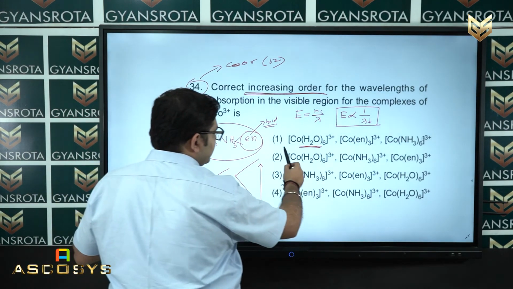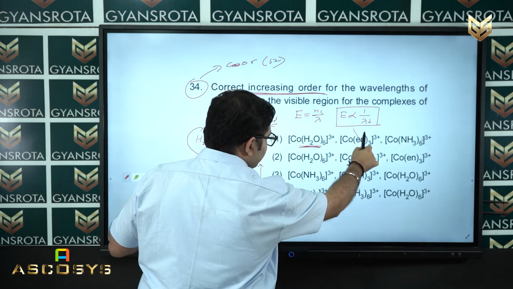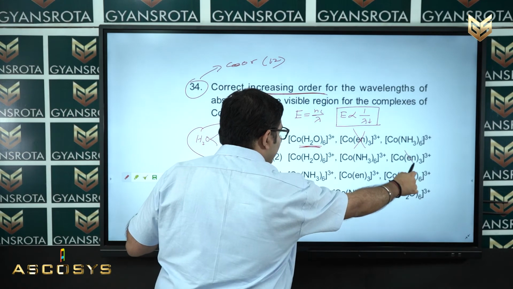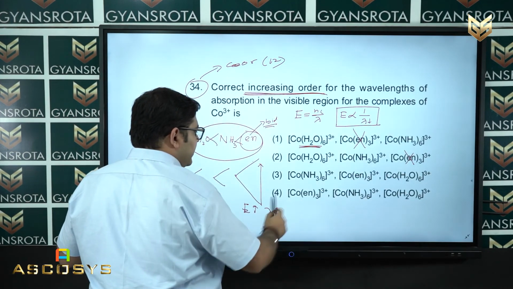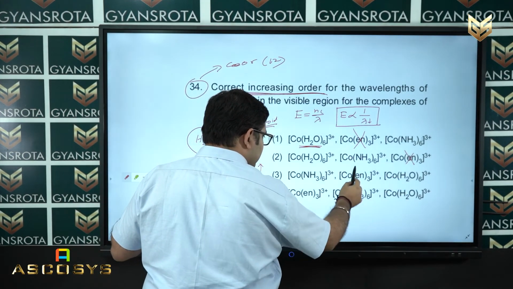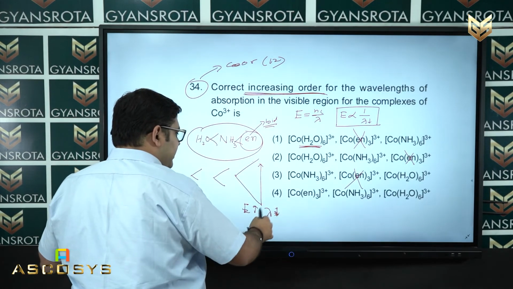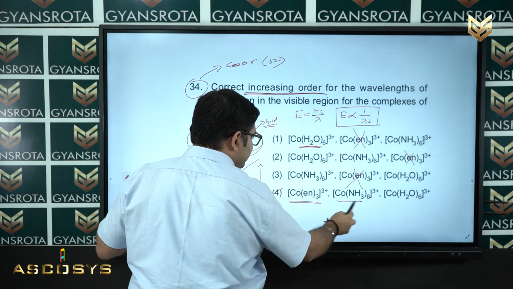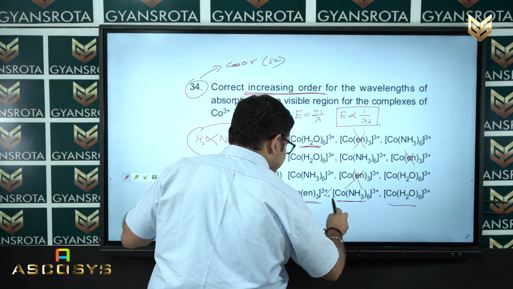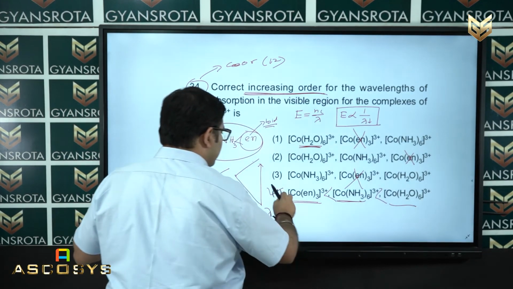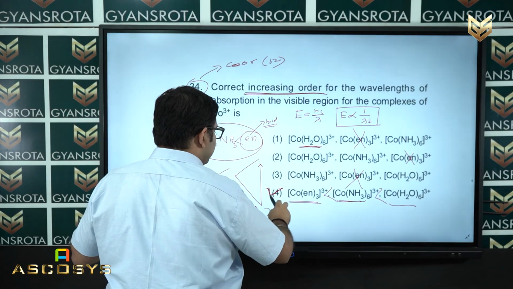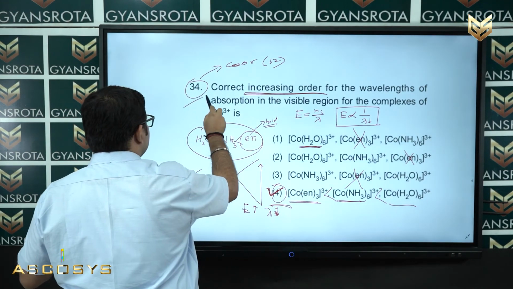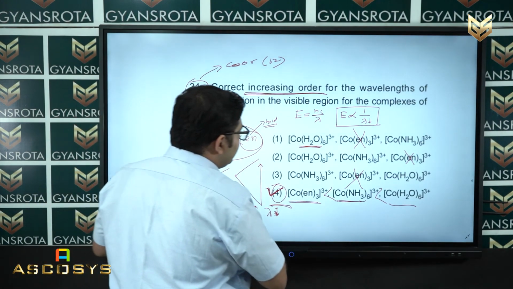So, if you see, this is the order here, but it is not the first one. In this, if you see, it shows a higher energy order, so this does not follow. Option number 3 also does not follow. If you see option number 4, ethylene diamine has a lower energy, then NH3, then water. So, this is the increasing order of the wavelength of absorption in the visible region. So, option number 4 is the correct answer of your question number 34.